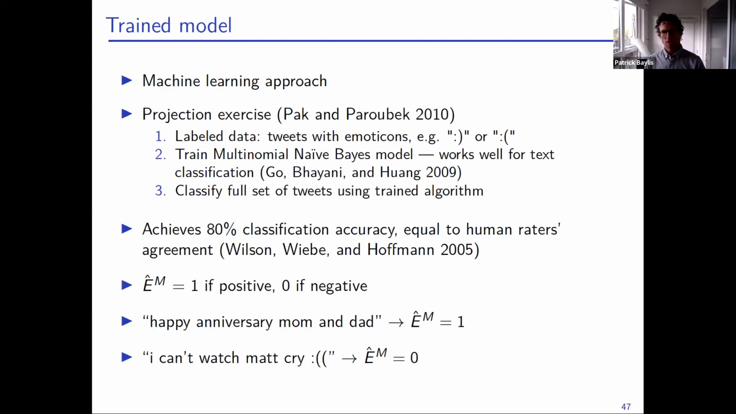I throw the example sentences into the model and get what I hope to get, which is that "happy anniversary, mom and dad" is positive, and "I can't watch Matt cry," which incidentally would also be a source of labeled data, is a 0.